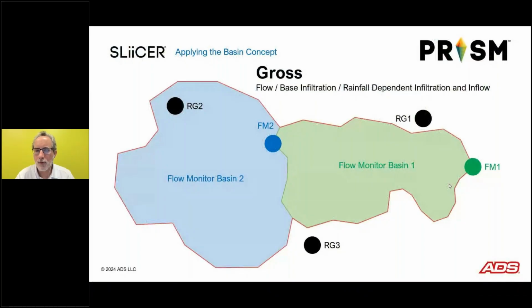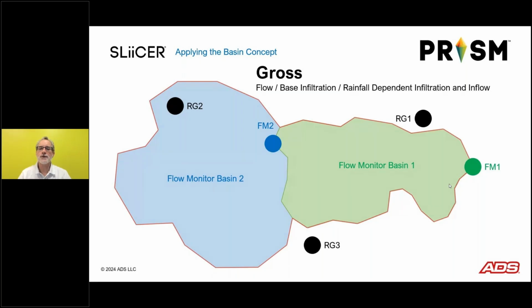Two other terms I want to make sure you're aware of in the context of SLiiCER. You'll hear us throw around two terms quite a bit. One's called gross and one's called net. When I talk about gross flow or gross basin infiltration or gross RDII, I'm talking about the total flow that's coming through the monitor. So again, this monitor, the green one on the far right, FM1, the gross flow for it includes this entire red boundary that you see. And that's because FM2, flow monitor 2, the blue one, is upstream, and its flow flows through basin 1 and also passes through flow monitor 1.